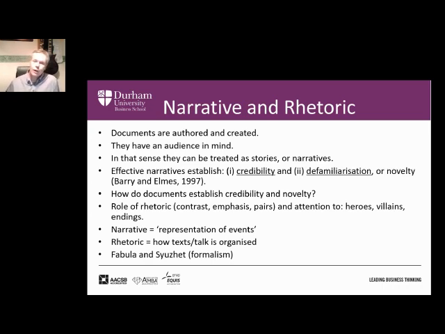A very brief definition, more can be said about this on narrative, is a representation of events. It's quite difficult actually to define in clear and precise terms what a narrative is, but we do have an inbuilt competence for understanding stories, so we can recognise stories.